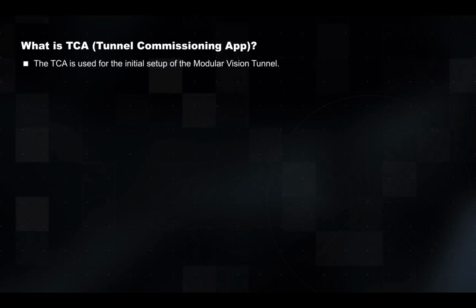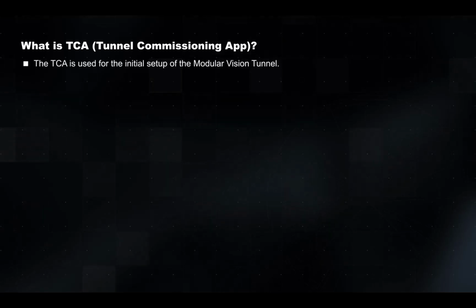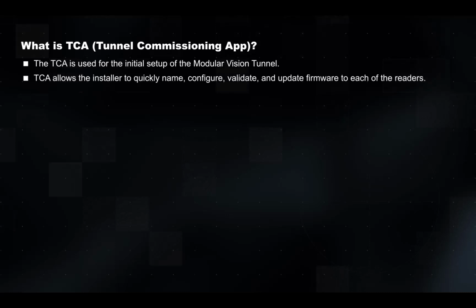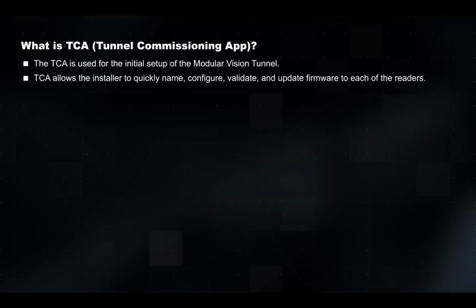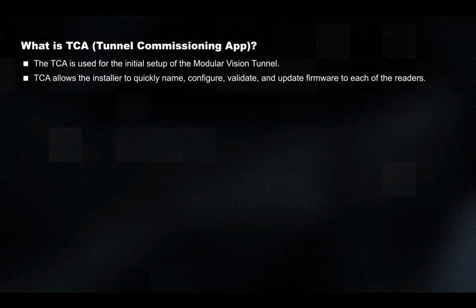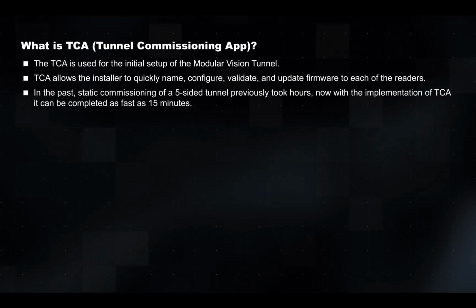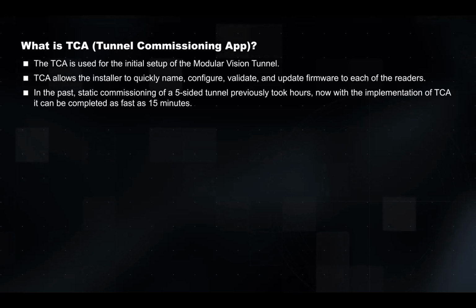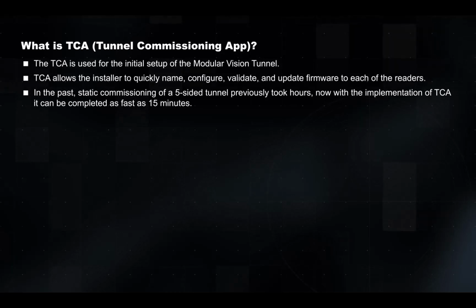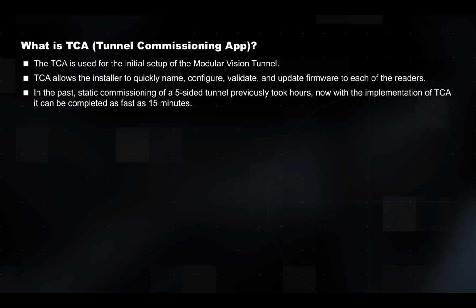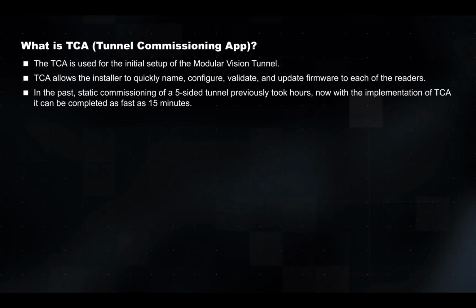The TCA is used for the initial setup of the modular vision tunnel. The TCA allows the installer to quickly name, configure, validate, and update firmware to each of the readers. In the past, a static commissioning of a 5-sided tunnel previously took hours. Now with the implementation of TCA, it can be completed as fast as 15 minutes.